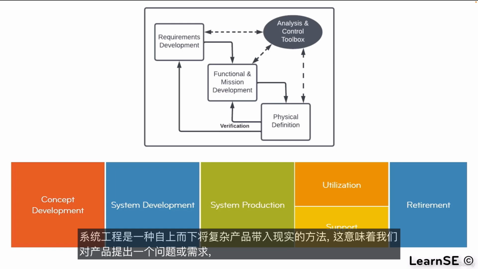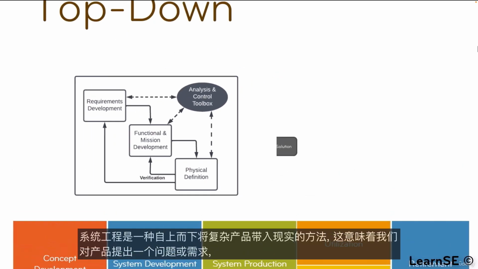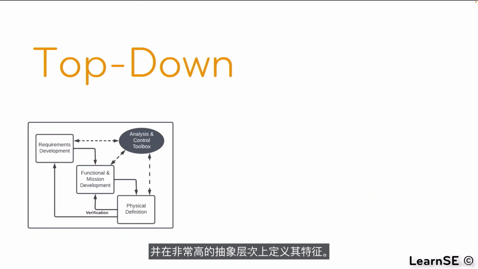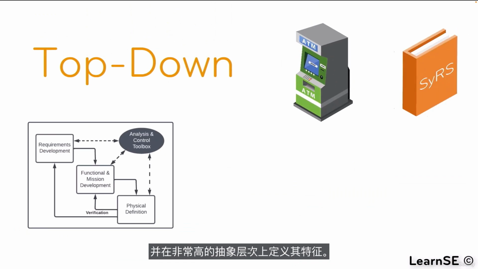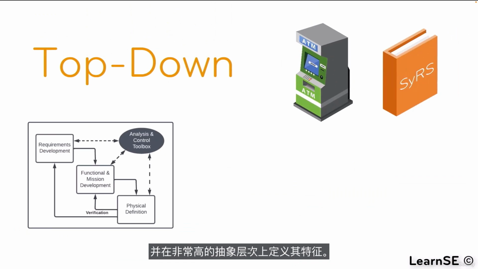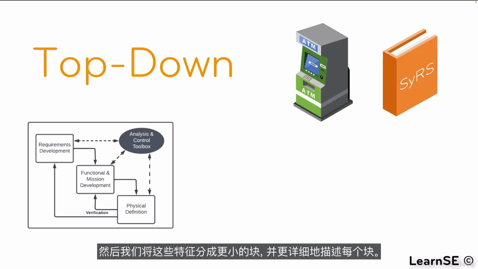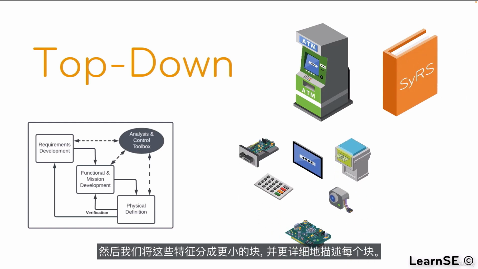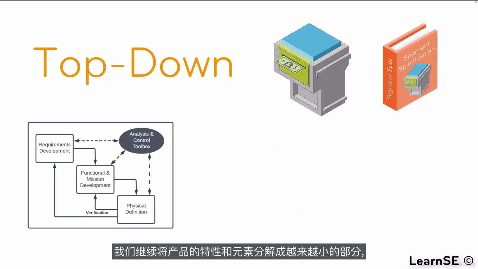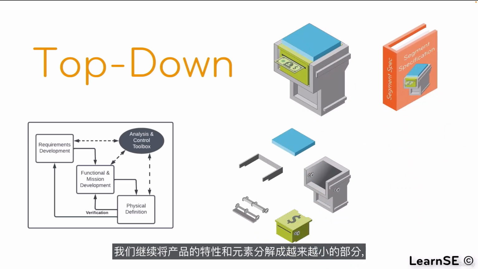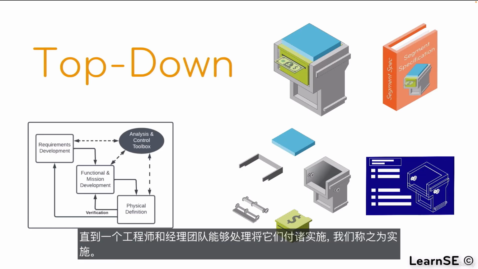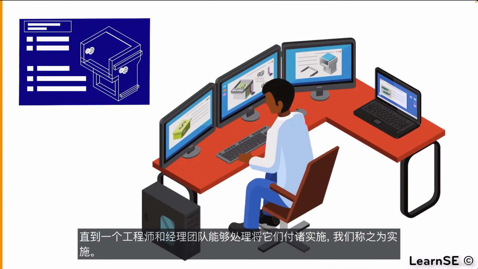Systems engineering is an approach to bringing complex products into existence from the top down, meaning that we take a problem or a need for our product and we define the characteristics about it at very high, abstract levels, and then we split those characteristics up into smaller chunks and characterize each of those chunks in greater detail. And we keep going with this, decomposing characteristics and elements about our product into smaller and smaller segments until a team of engineers and managers can handle bringing them into existence, something that we call implementation.